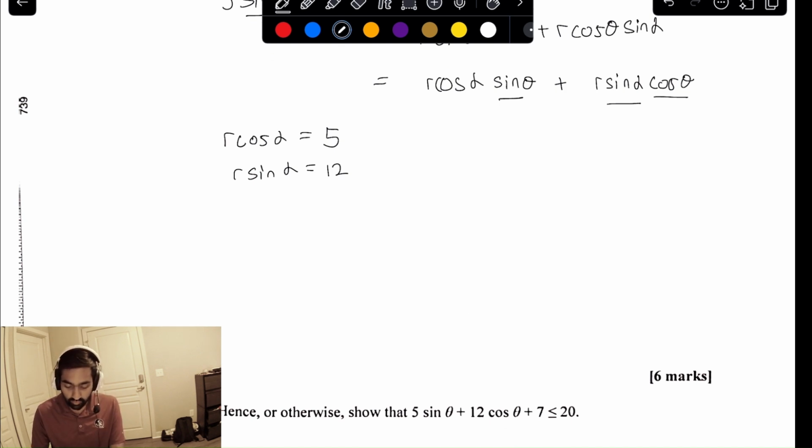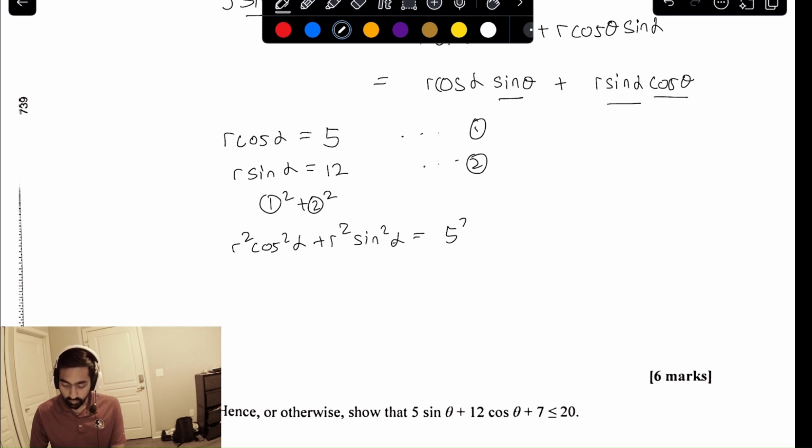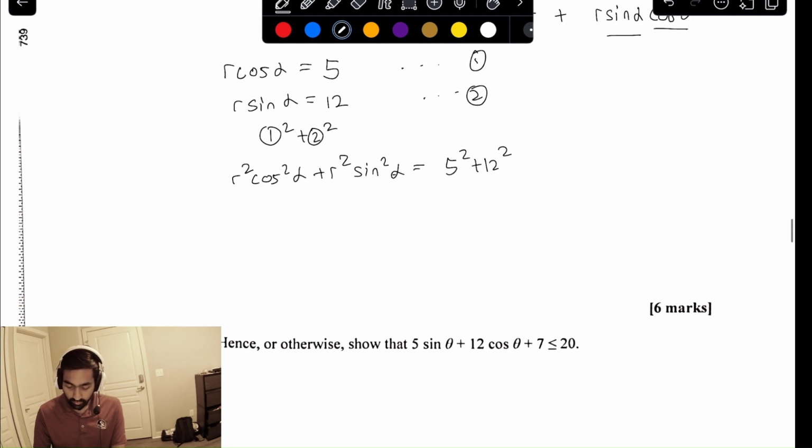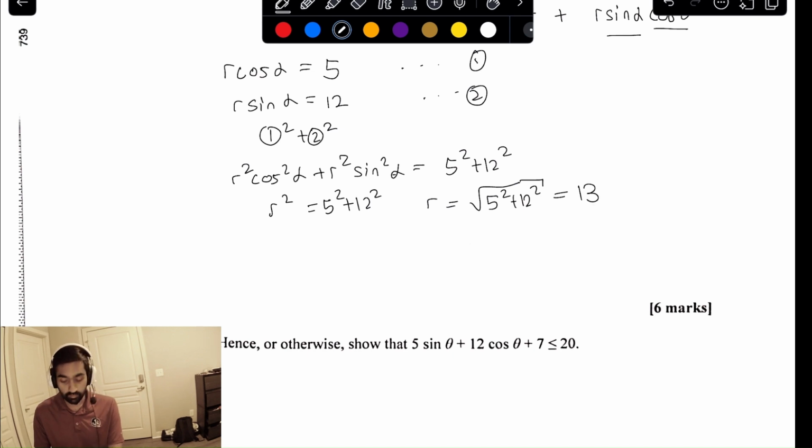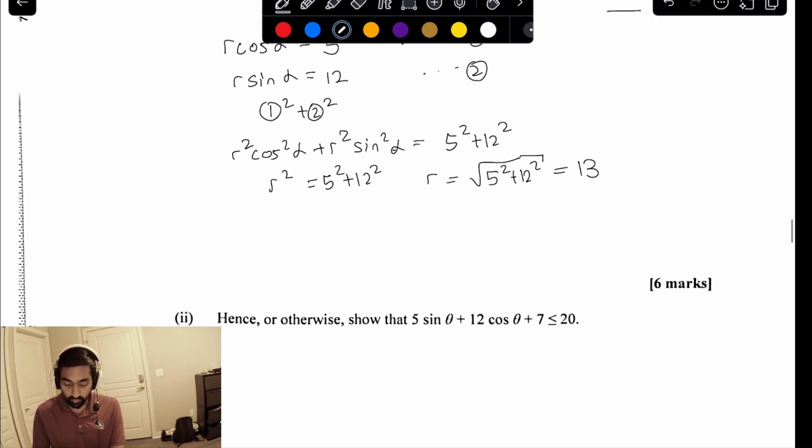Let's say this is equation 1, and this is equation 2. If I do 1 squared plus 2 squared, I'm going to get r squared cosine squared alpha plus r squared sine squared alpha equals 5 squared plus 12 squared. And we know that cosine squared alpha plus sine squared alpha is always 1. So that just means that r squared is equal to 5 squared plus 12 squared, which means that r is the square root of 5 squared plus 12 squared. And if you put this in the calculator, you're going to get 13. So that's r.